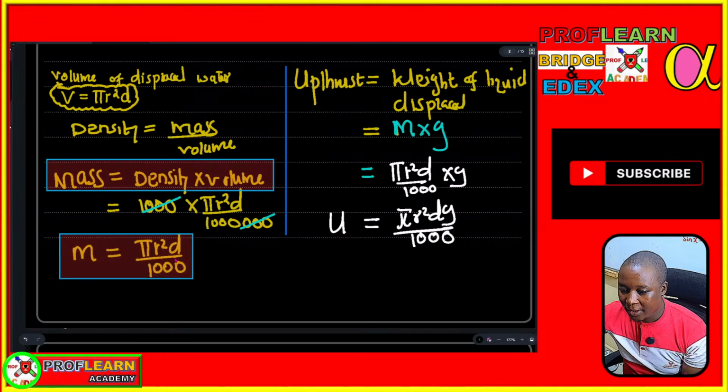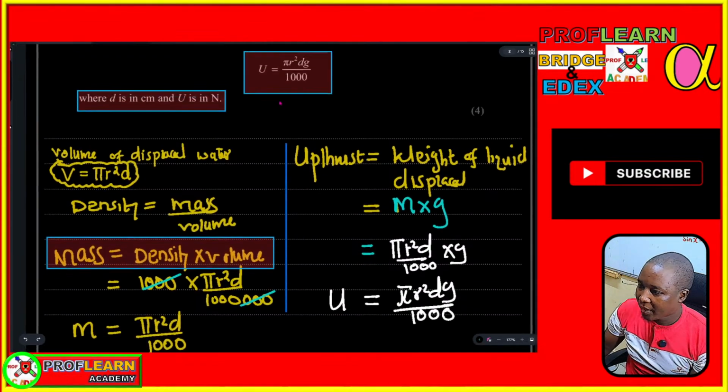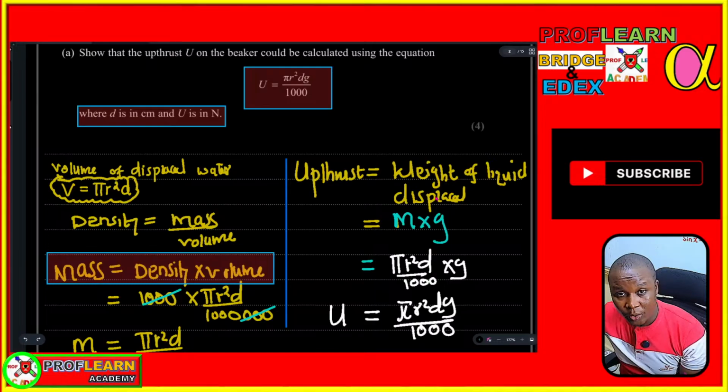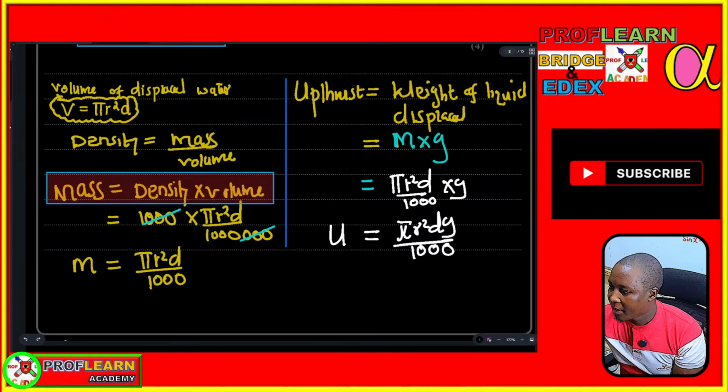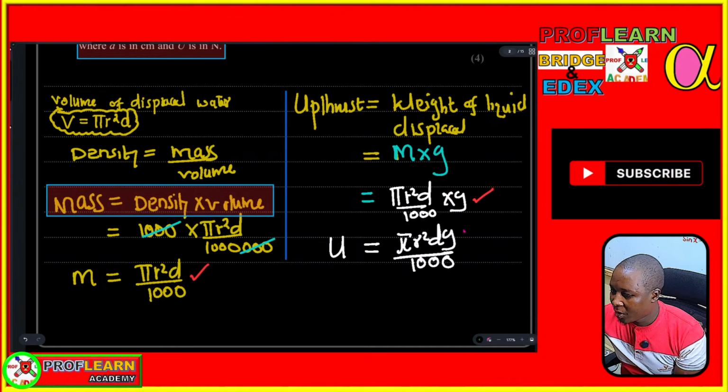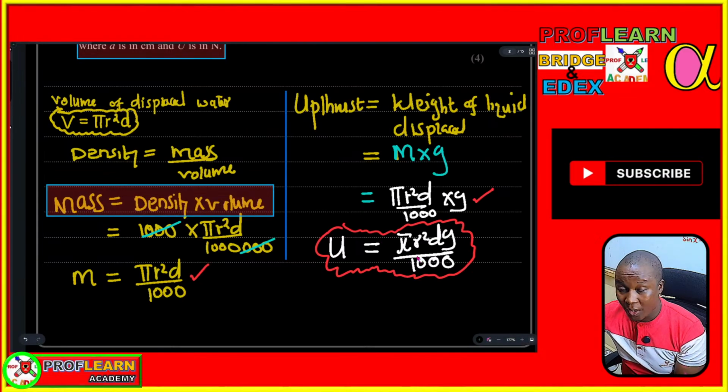That's mass. But we know that upthrust is equal to the weight of the liquid displaced. So if we have the mass of the liquid displaced, then we can comfortably say that weight is mass times gravity, and if we multiply here, we shall get our final answer: upthrust is equal to pi r squared d g over 1,000.